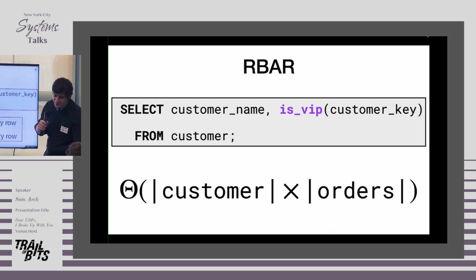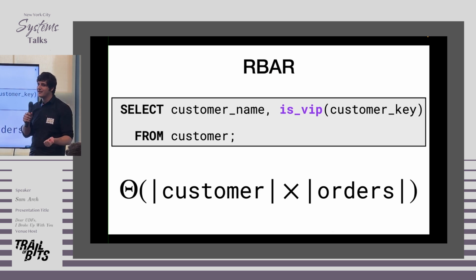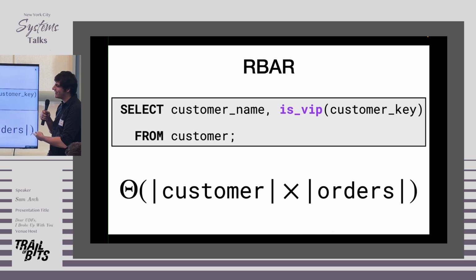So the complexity of this query is the number of rows in the customer table multiplied by the number of rows in the orders table. So what that means is if I have a relatively small database where I have 1 million customers and 1 million orders, it's going to take 1 trillion operations in order to execute this query with the UDF. And basically that's not going to finish in any reasonable amount of time. And that's why UDFs are so slow.